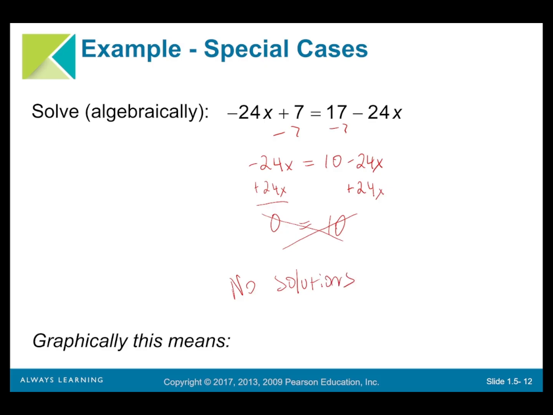These two lines, this equation has no solutions. Now let's talk about what that looks like graphically. You might have noticed that the number in front of the x, which we usually call slope, is negative 24 in both cases. That means that we actually have parallel lines, because the 7 and the 17 also do not match, which means our y-intercepts are different, but they have the same slope. Therefore, we have parallel lines. And of course, parallel lines never intersect, so there is no solution.